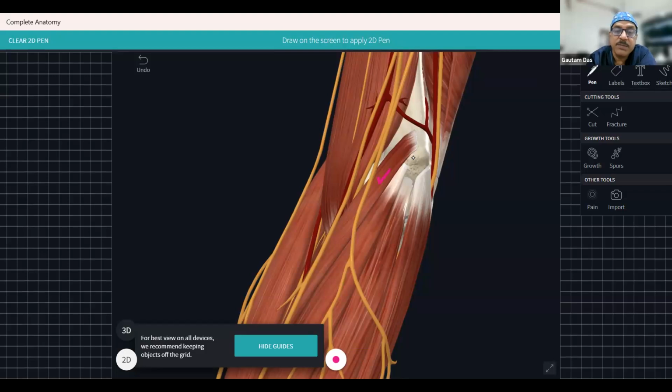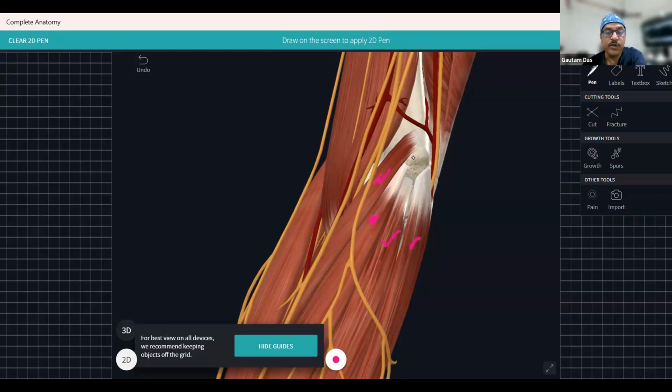And just after that, going to the radial side, this muscle is the flexor carpi radialis. This was pronator teres. This is flexor carpi radialis. This is the palmaris longus. And this is your flexor carpi ulnaris. So these 4 are the superficial layer of the flexor group of muscles.